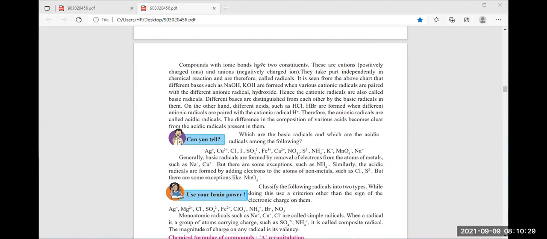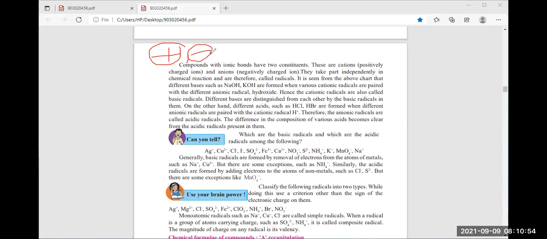Now here we have to see radicals. What is meant by radicals? Those ions that take part in a chemical reaction independently. Suppose the positive and negative ions both take part in a reaction, but they take part independently. The positive ion is separate and the negative part is separate. They are not dependent on anyone. These ions are called radicals.